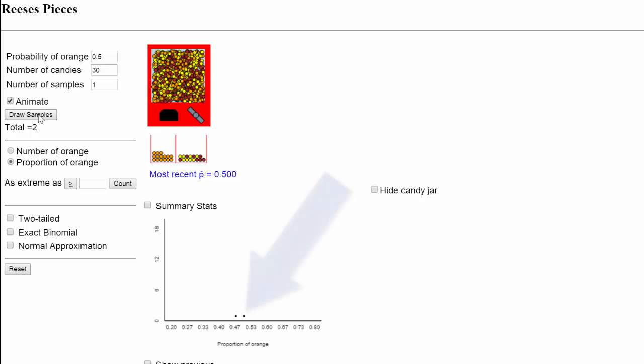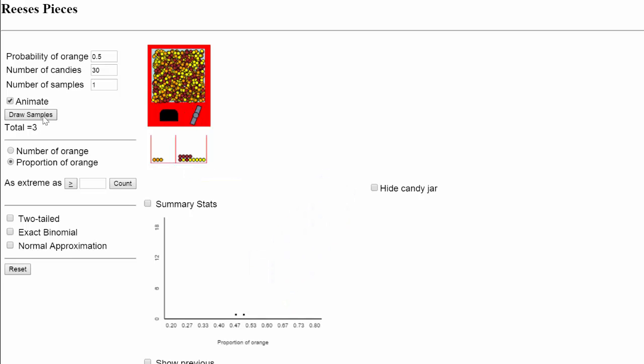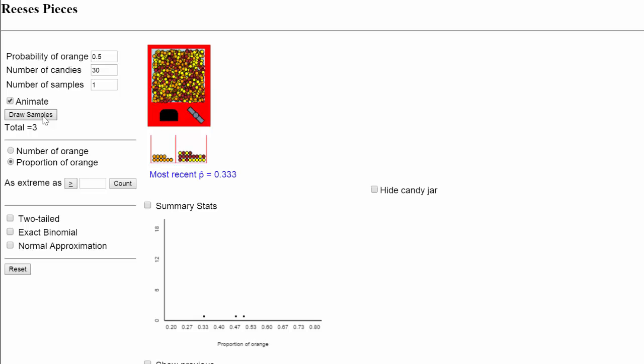So 50% of my Reese's Pieces, my candies I selected, are orange. And this dot is shown in the graph as well. Let's take one more sample. I end up getting a sample proportion of 0.333. And we can see it's plotted as well on the graph.